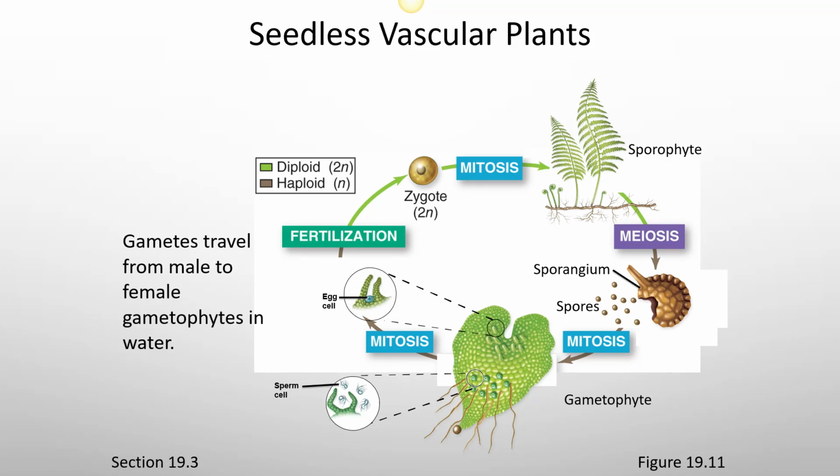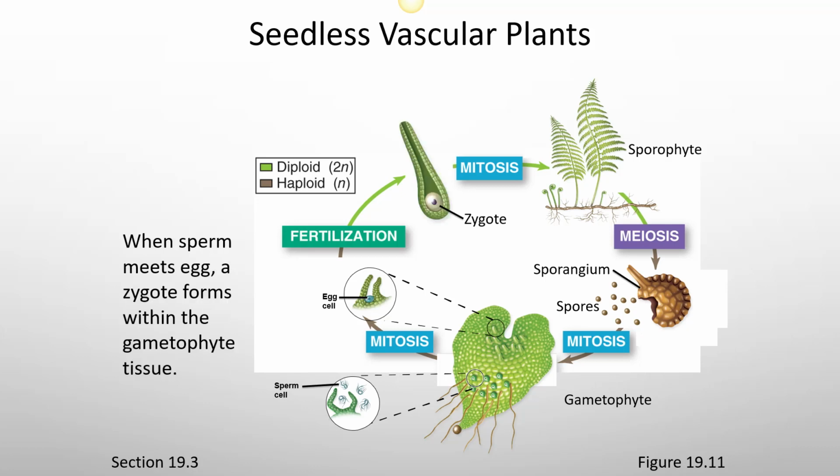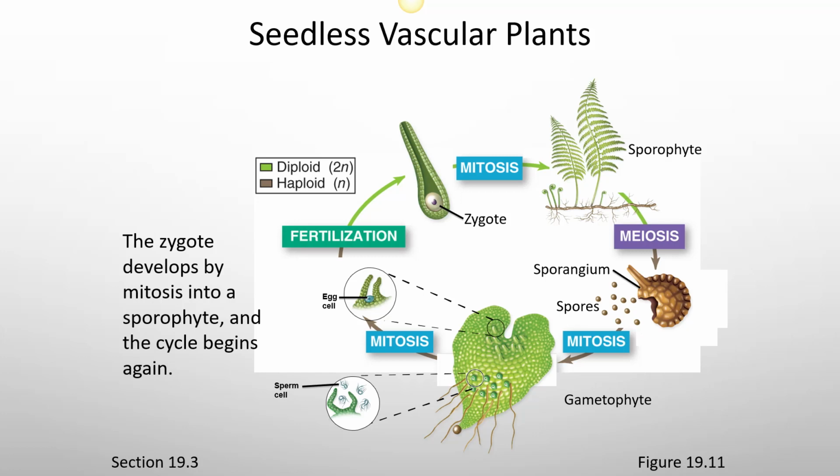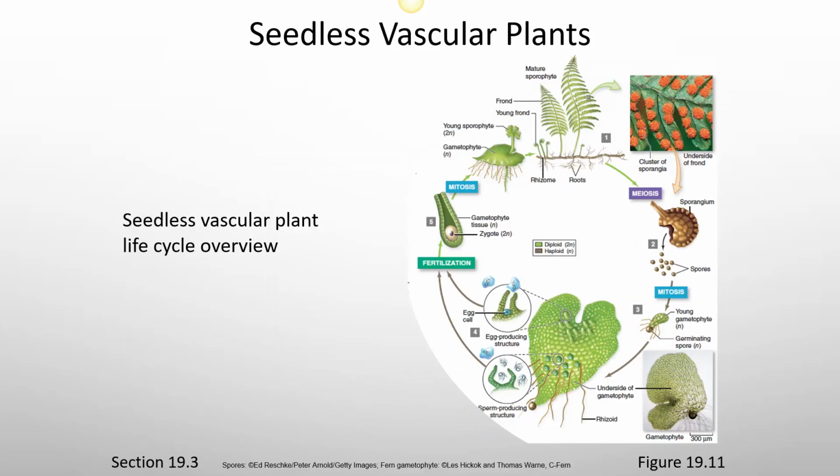Gametes travel from male to female gametophytes in water. When the sperm cell meets the egg, a zygote forms within the gametophyte tissue. The zygote develops by mitosis into a sporophyte, and the cycle begins again. So as an overview, this is what this looks like. And then here you can see the young sporophyte branching from the gametophyte.